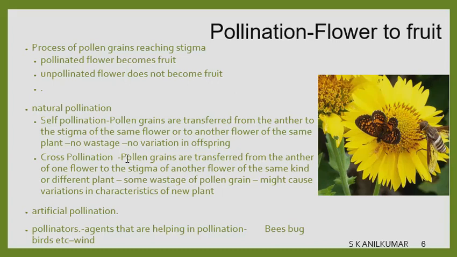What is artificial pollination? Human intervention to facilitate the pollen grains from the androecium to fall on the gynoecium. What are pollinators? Pollinators are the agents that help or facilitate or catalyze the pollination. Examples: birds, bees, bugs, insects or wind, etc.